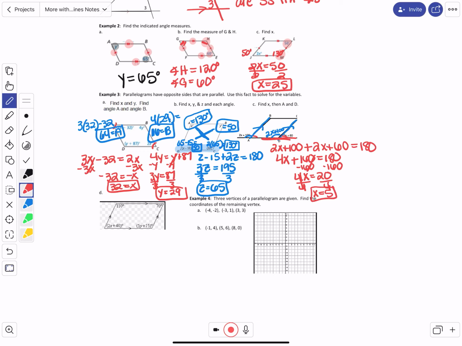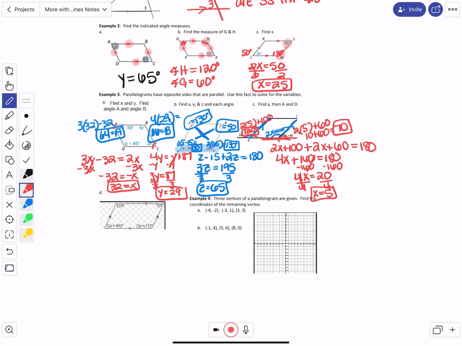So it wants me to find x, and it also wants me to find angle A and angle D. So if I find angle A, I would do 2 times 5 plus 100. So 2 times 5 is 20. 20 plus 100 is 120. And then I do 2 times 5 plus 60. So that's going to be 10 plus 60, which is going to be 70 for angle D right there.